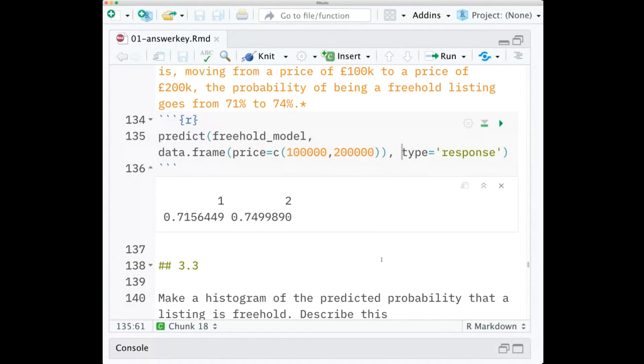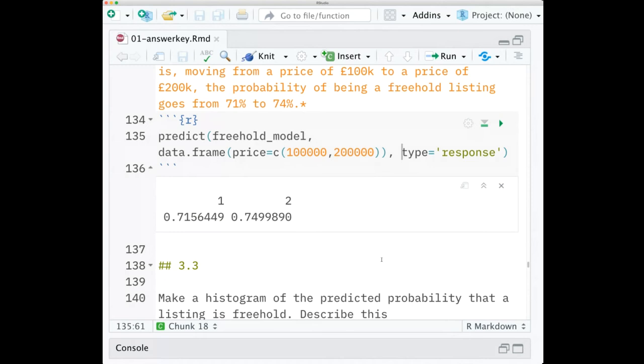So here I'm showing just 2 points in the possible sets of prices. And I'm showing that if I sold a house for 100,000 pounds, there would be a 71% chance that that's a freehold listing. If I were to sell it for 200,000, there would be a 74% chance that it's a freehold listing. So that would increase the probability of the listing being freehold by about 3%, or 3 percentage points to be precise.